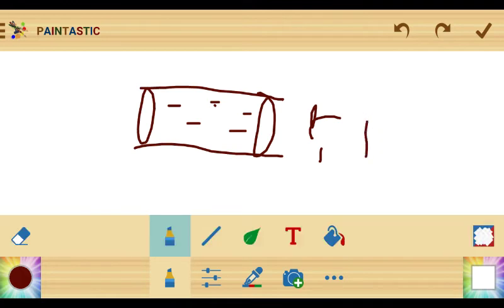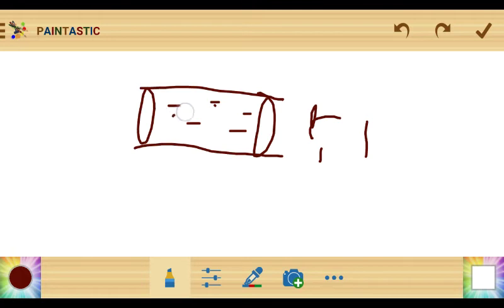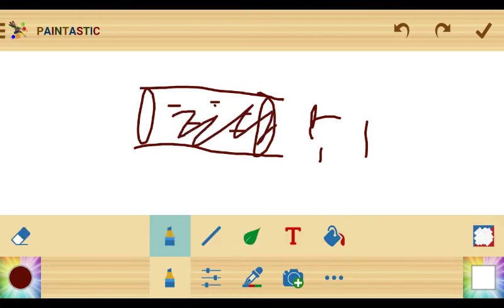As you can see in the picture, it's just a conductor and free electrons are there, and they are in zigzag motion, due to thermal agitation, we call it. So the velocity is called thermal velocity.